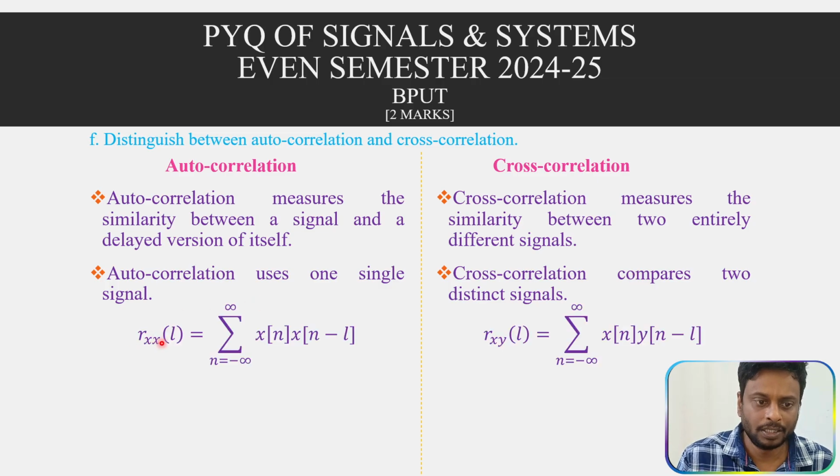Autocorrelation is represented by R_xx of l. You can have the 1 point also. It is represented by R_xx of l because the two signals are the same, it is one signal itself. Similarly, this is R_xy, for two different signals. The only difference here is x here and y here. So two different signals are there in case of cross correlation. In case of autocorrelation, the same signal will be there.